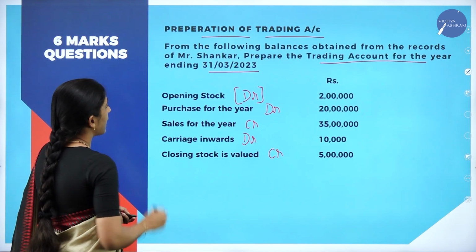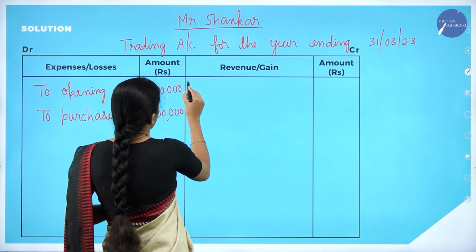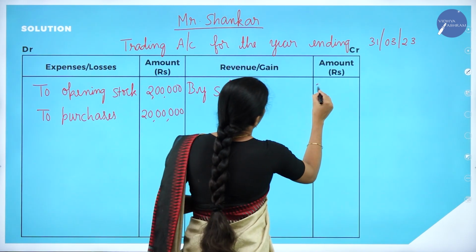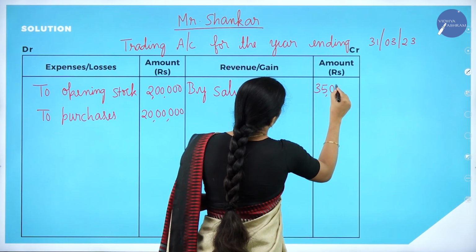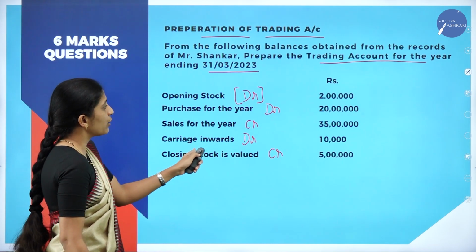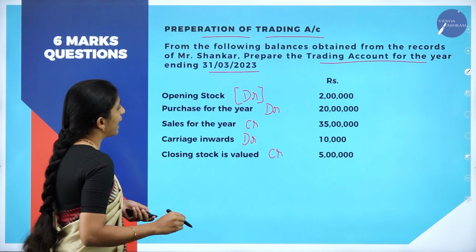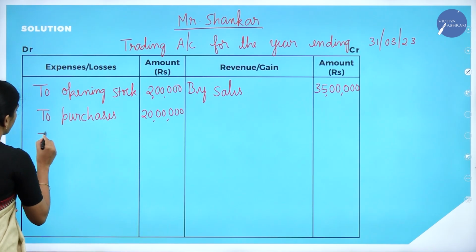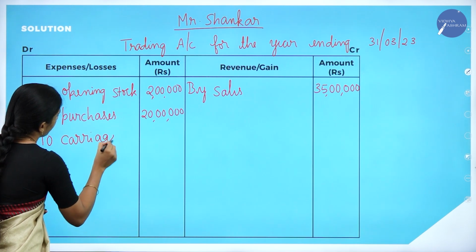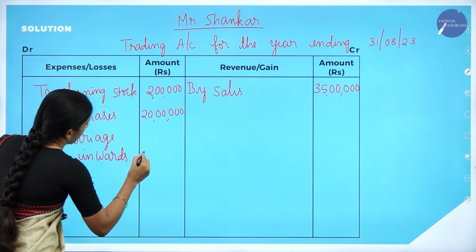Next we have sales. So where do we record sales? In the credit side. So by sales, 35 lakh. Next, carriage inwards we have. Carriage inwards is a direct expense. So to carriage inwards, 10,000.